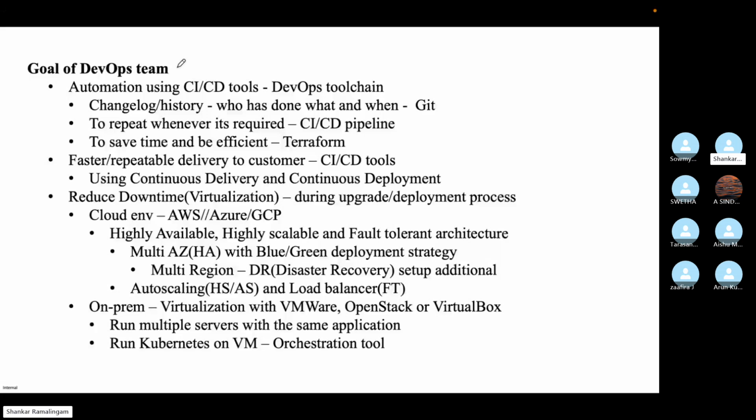Some of the things that I wanted to highlight here: what is the goal of the DevOps team? You are already aware that automation using CI/CD tools is one of the goals, as per the DevOps toolchain. And then faster and repeatable delivery to the customer, and reduced downtime. I'll come back and give more focus to reduced downtime. I would like to go back to automation using CI/CD tools. When I say change log or history, what does it mean? Any idea?